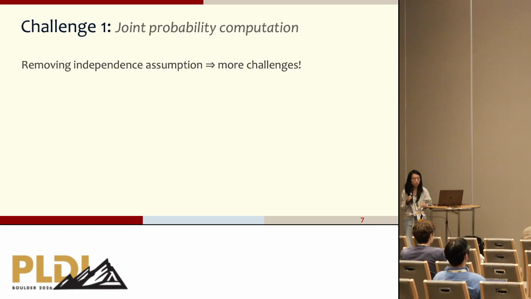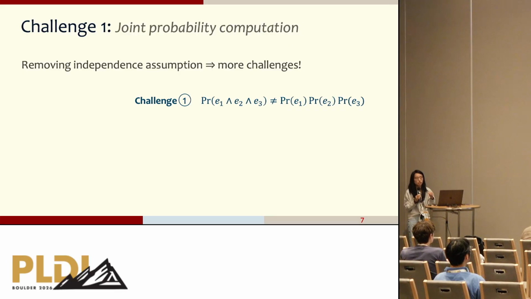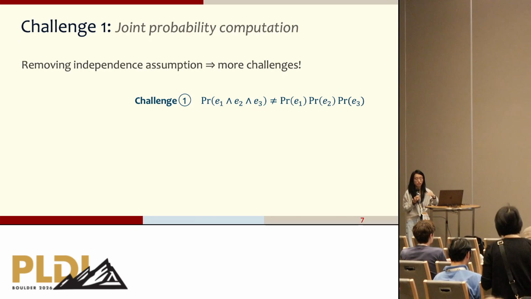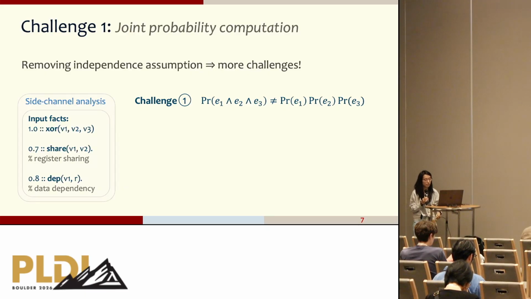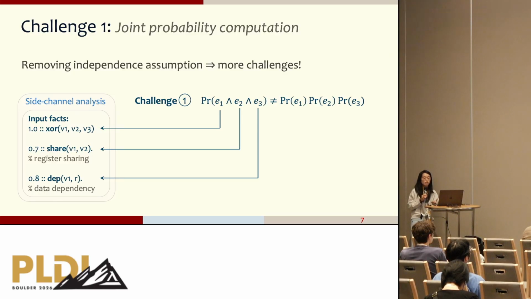And the problem is that removing such an independence assumption would introduce a lot of challenges. The first challenge is that it would make the probability computation much more complicated. In all the previous works, when they enforce the independence assumption, all the joint probabilities can directly be computed by simply multiplying them together. However, when we remove that independence, this equation no longer holds. So for instance, given the same example program, those three facts are correlated, so we can no longer simply multiply their probabilities together to compute their joint.